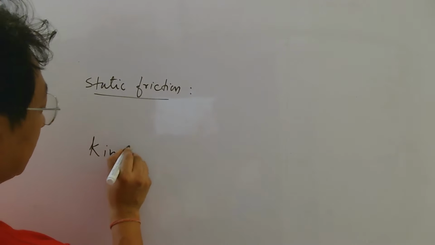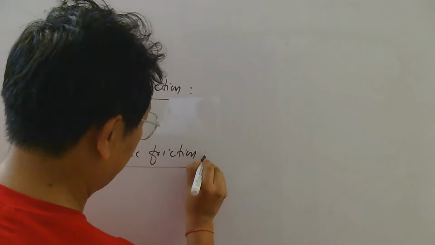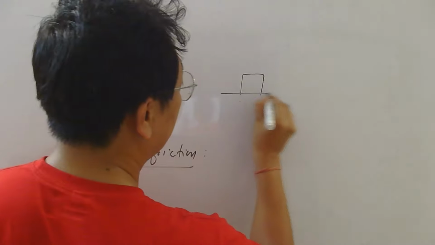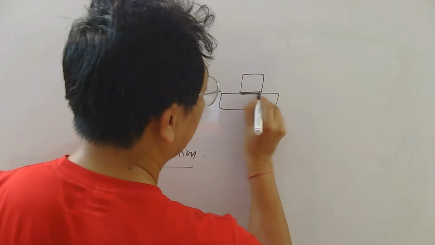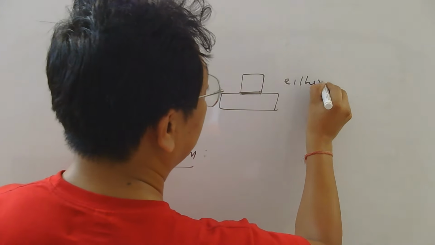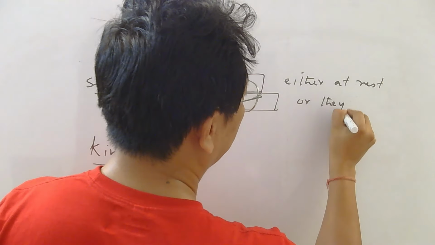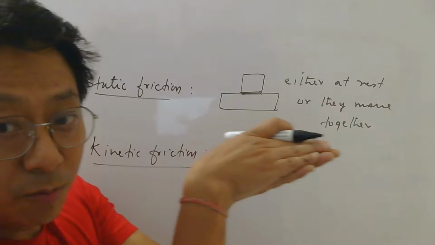Okay, now there are two kinds of friction, static friction and kinetic friction. At least for today's class we need these two friction. Now static friction comes in picture when two surfaces, this surface of the upper block and this surface of the lower block, when those two surfaces are either at rest or they move together. So if they are like this at rest or if they move together.